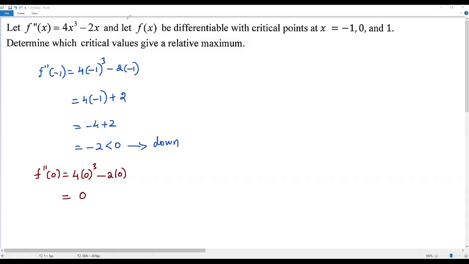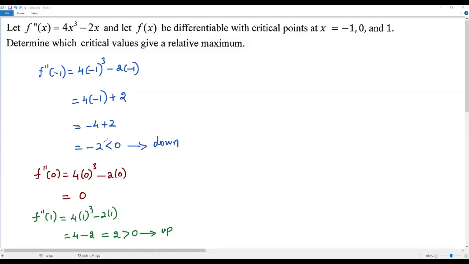Okay, now I'm going to plug in the third critical value 1 into f double prime of x. F double prime of 1 equals 4 times 1 cubed, minus 2 times 1. So the evaluation of 1 cubed is 1, 1 times 4 is 4, and minus 2 times 1 is minus 2, which is equal to 2. So here it's positive, greater than 0. So the graph of the given function f of x is concave up at x equals 1. Now we can consider only the two critical values, -1 and 1, because when I plug in x equals 0, the second derivative does not give any information about the concavity, since it becomes 0.